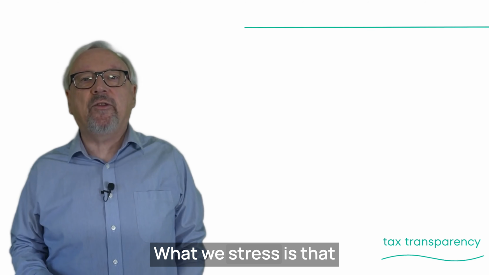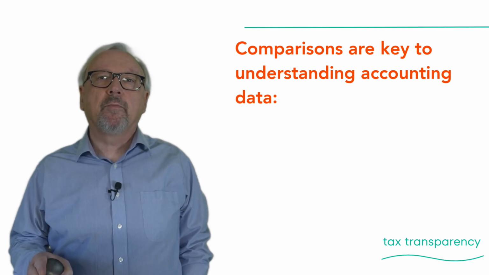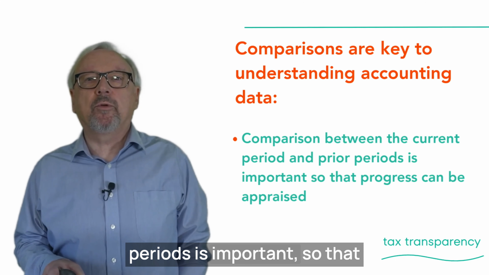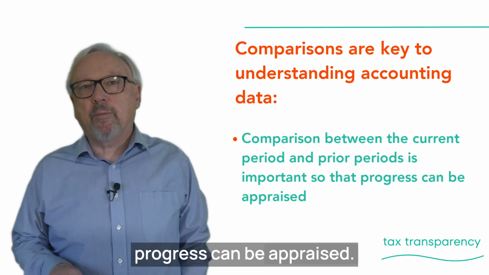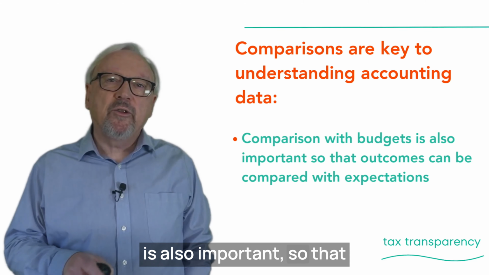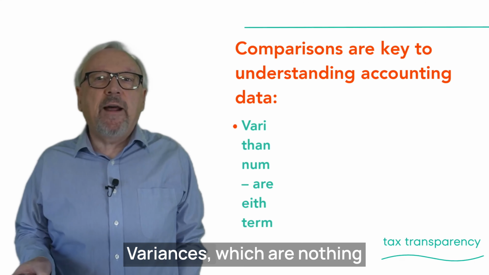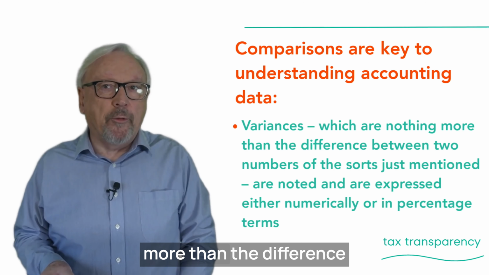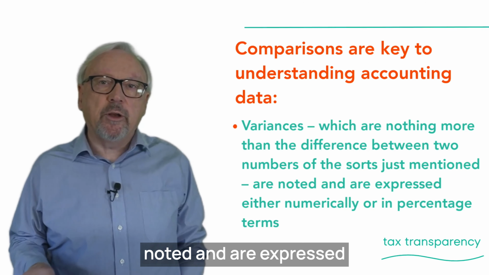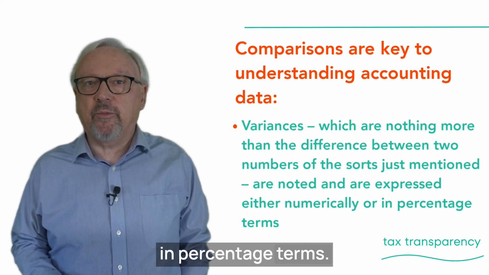What we stress is that whatever system for reporting is chosen, comparison between the current period and prior periods is important, so that progress can be appraised. Comparison with budgets is also important, so that outcomes can be compared with expectations. Variances, which are nothing more than the difference between two numbers of the sort just mentioned, are noted and are expressed either numerically or in percentage terms.